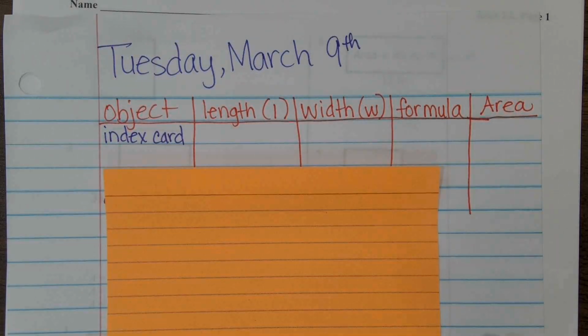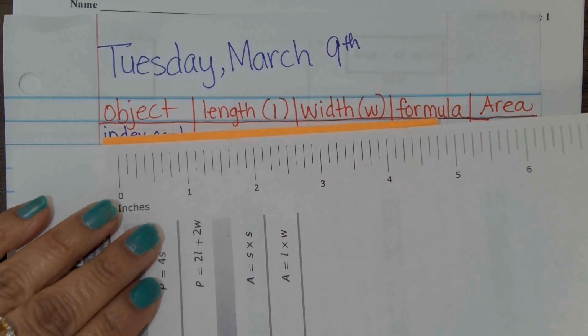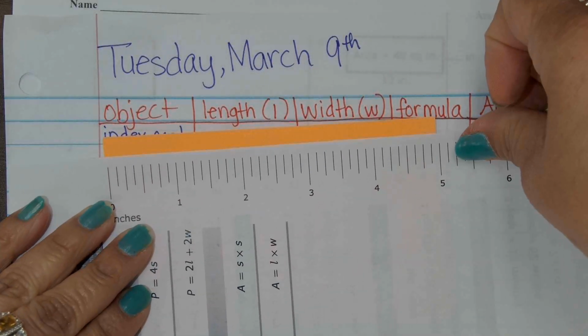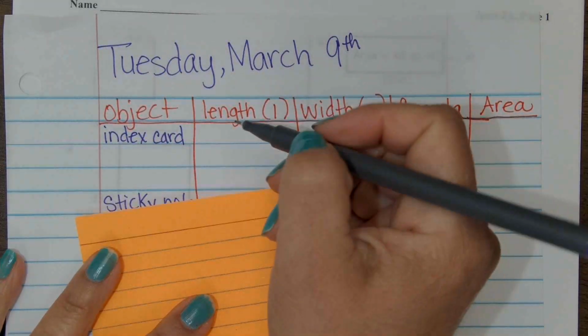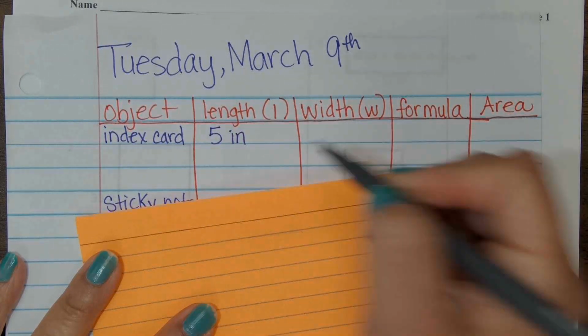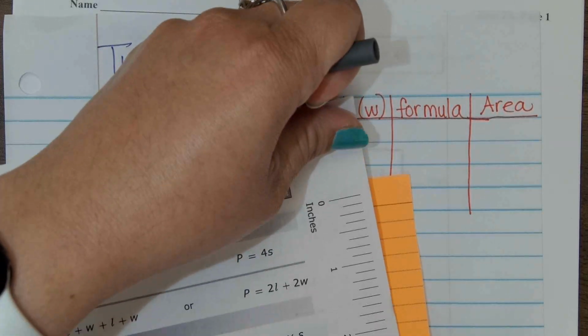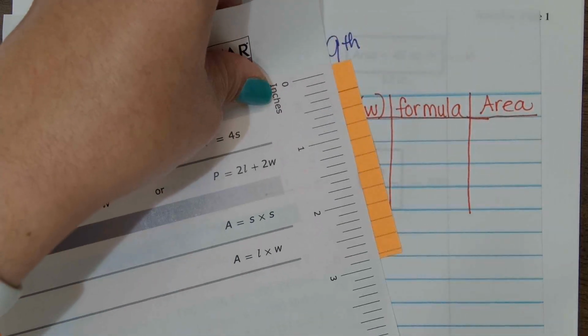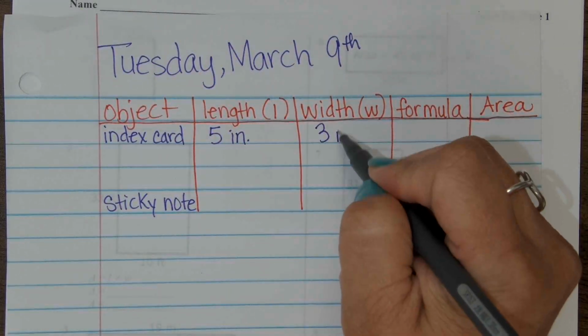Let's go ahead and find the length using our inches. So our length is about 5 inches. So we're going to write in our length section, we're going to put 5 inches. Our width is about 3. So our width is 3 inches.